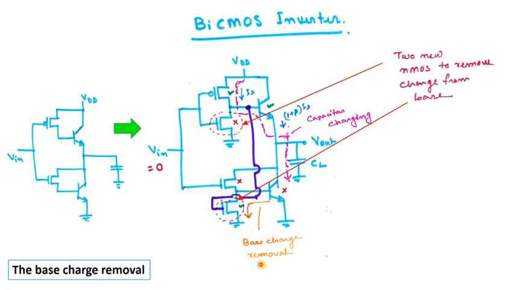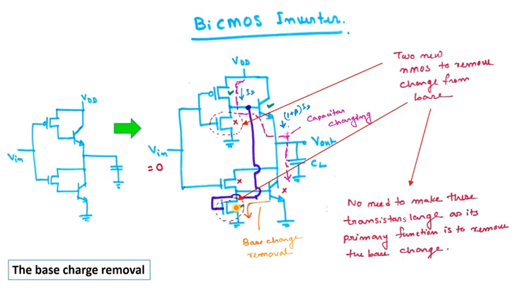So you can see we have indicated here that this is a base charge removal. This is the path for the base charge removal. So these two NMOS have been used to remove the charge from this base. This is now working for V input equal to 0. So let us also check when V input is equal to 1 in the next slide.